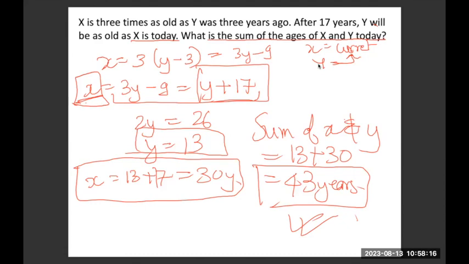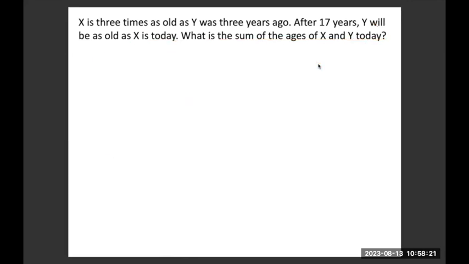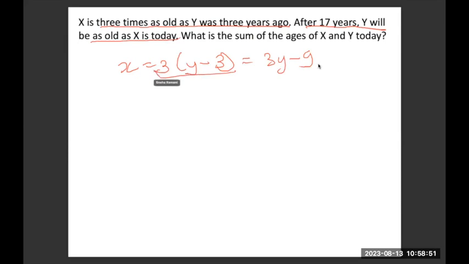Can you explain the question again? Okay, I'll explain. I'll go equation by equation. There is one equation given here and there is another equation given here. First equation says x is 3 times as old as y was 3 years ago. Y minus 3 is the age of y when it was 3 years ago. So x is equal to 3 into y minus 3, which will be equal to 3y minus 9 when I open this up.